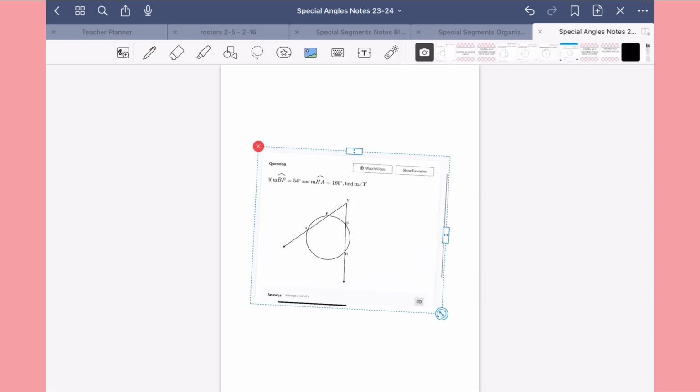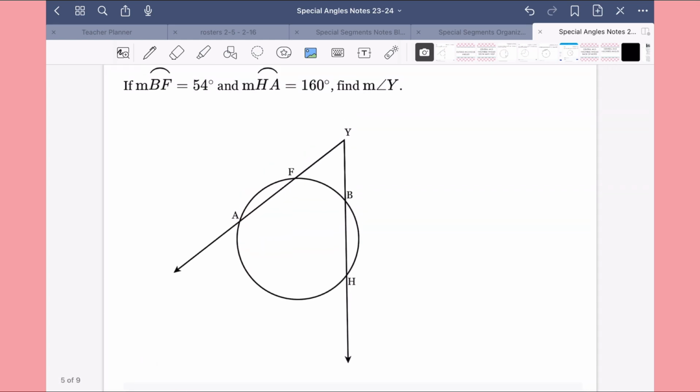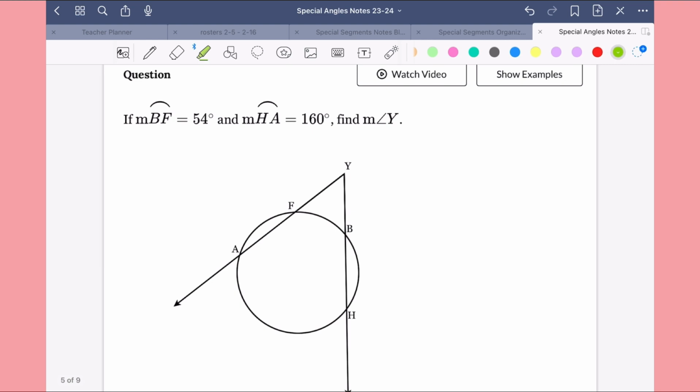Here we go. Okay, so remember we are working with special angles with circles. We've done central, we've done inscribed, and now we're moving on to outside and inside. So for this problem, we can tell that our angle is not inside the circle. Our angle is outside, which is the one they're asking for. They want me to find the measure of angle Y.